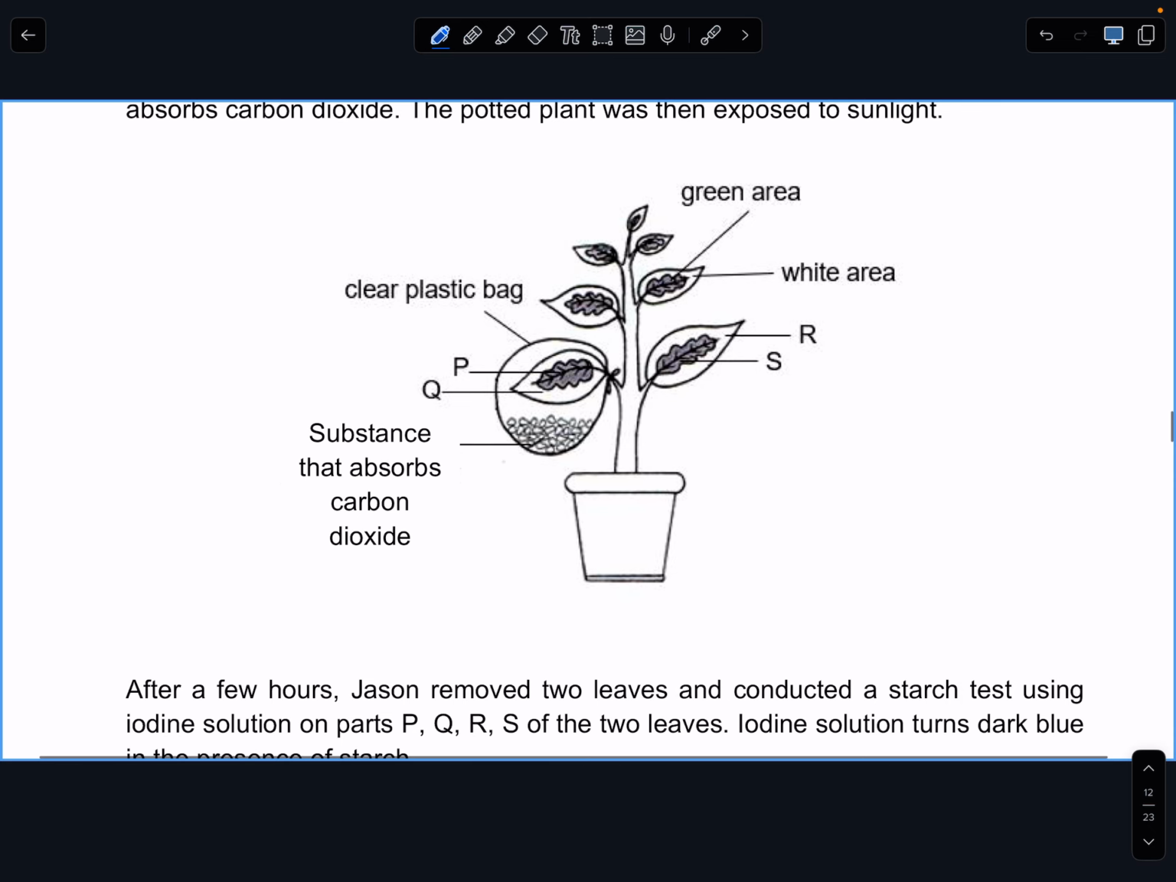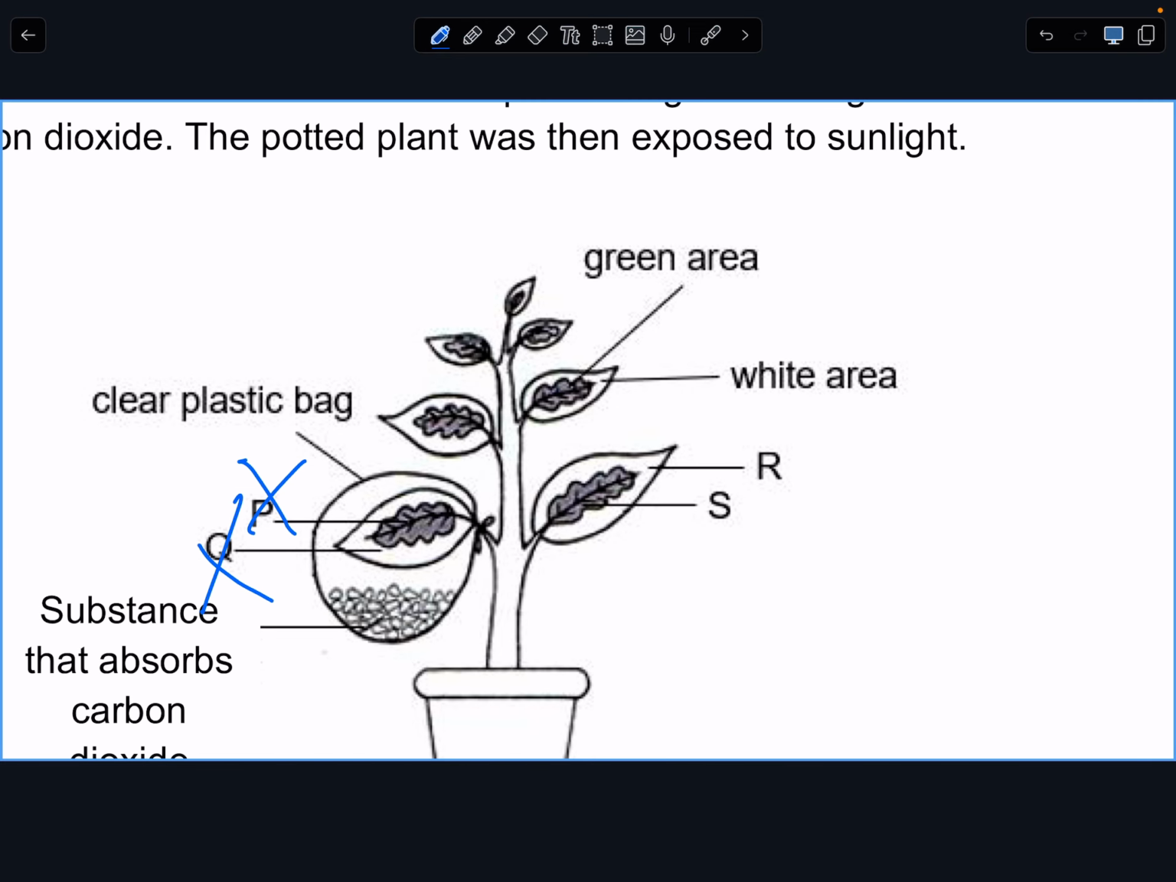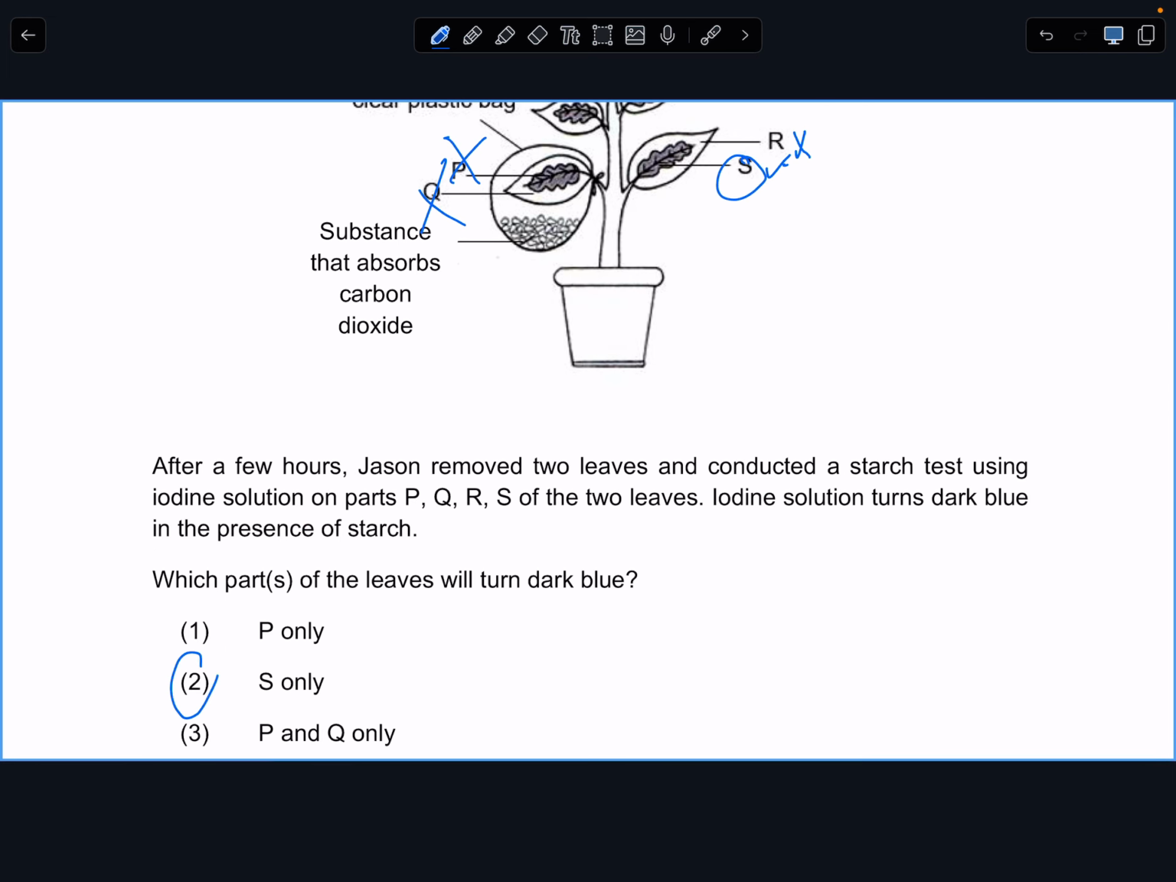So straight away, I know that there is a substance that removes carbon dioxide. So granted that there is a substance that removes carbon dioxide, anything within this plastic bag, no need to see already, all don't have food, all cannot carry out photosynthesis. Then after that, I look at these 2. This one, the green area, is not blocked. The area with no chloroplast cannot. So basically, only S will turn dark blue. And we know that it turns dark blue because of the presence of starch.